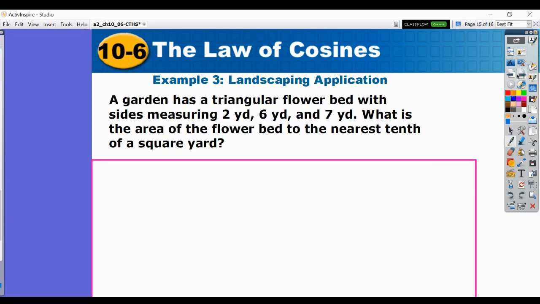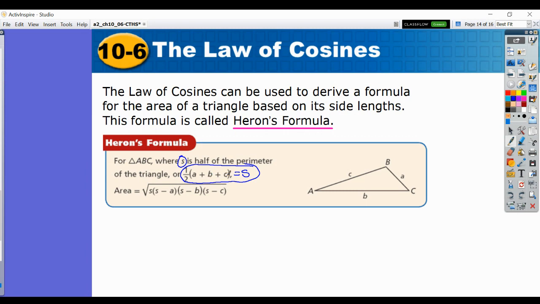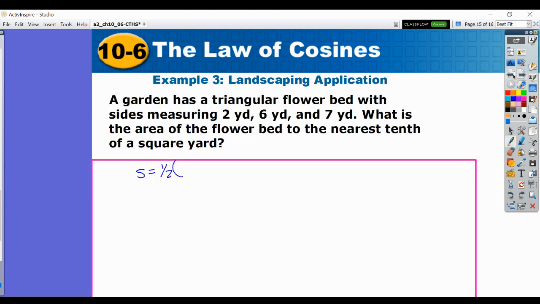All right, let's try it. So first of all, we need to find S, which is 1/2 of all of the sides added up, because semi-perimeter, so we're just adding up all the sides. So 2 plus 6 plus 7, divided by 2 is 7.5. So my semi-perimeter is 7.5.